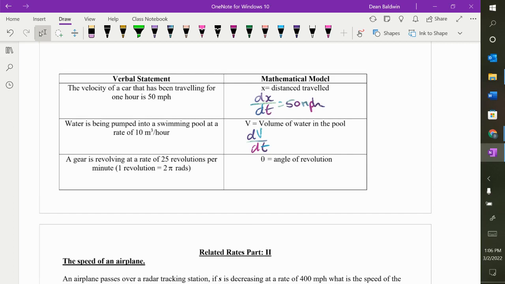Remember from Math 12 that one time around a circle is 2 pi radians. So if I say there are 25 revolutions a minute, how fast is your angle changing? What's d theta/dt? 2 times that. It's 50 pi radians per minute. We're going to see the angle stuff in the next few.